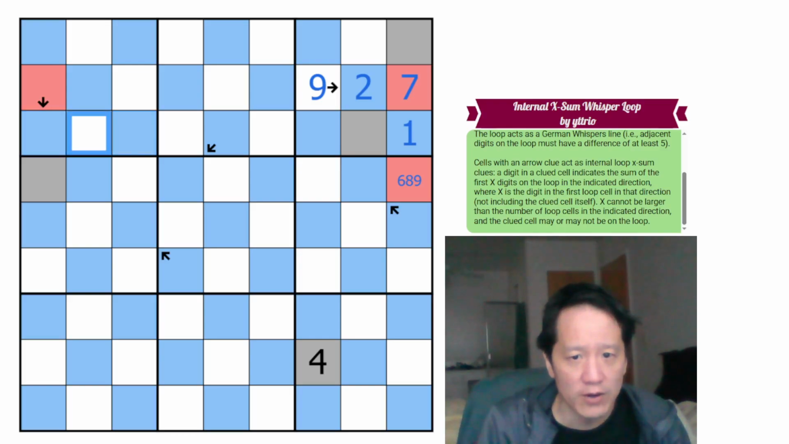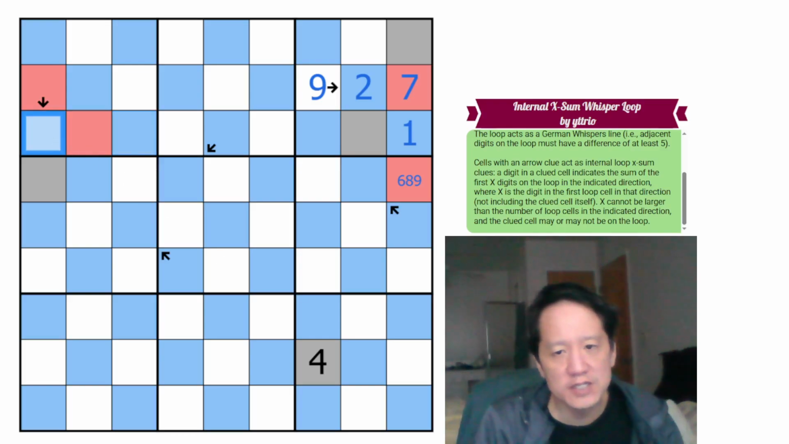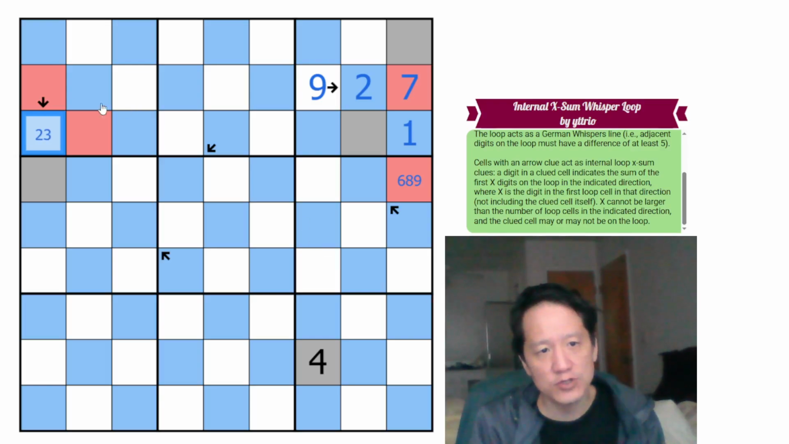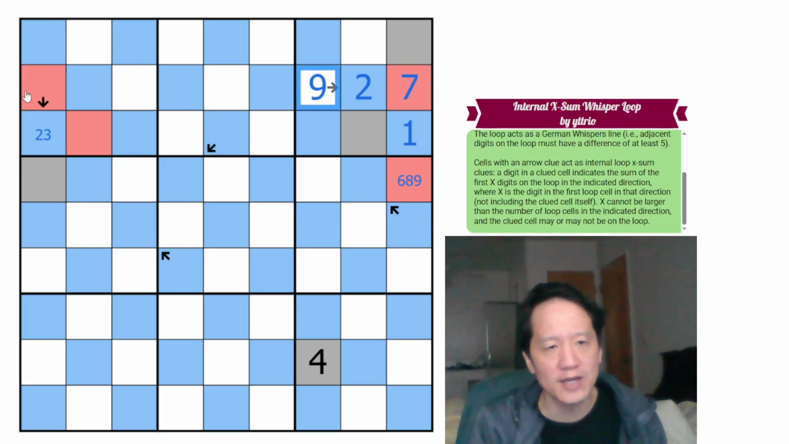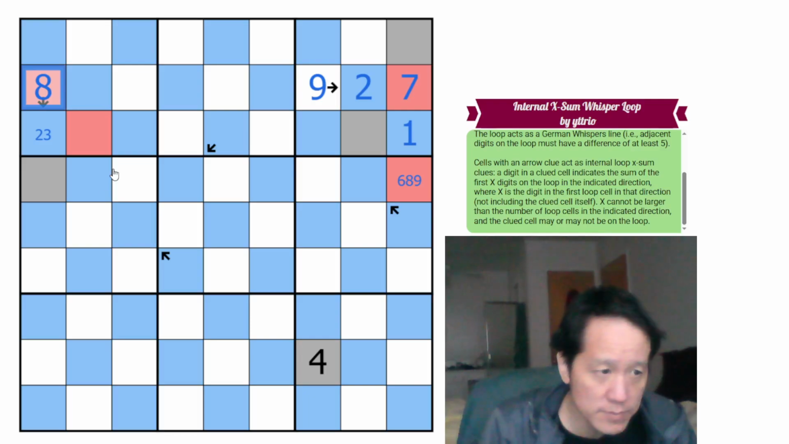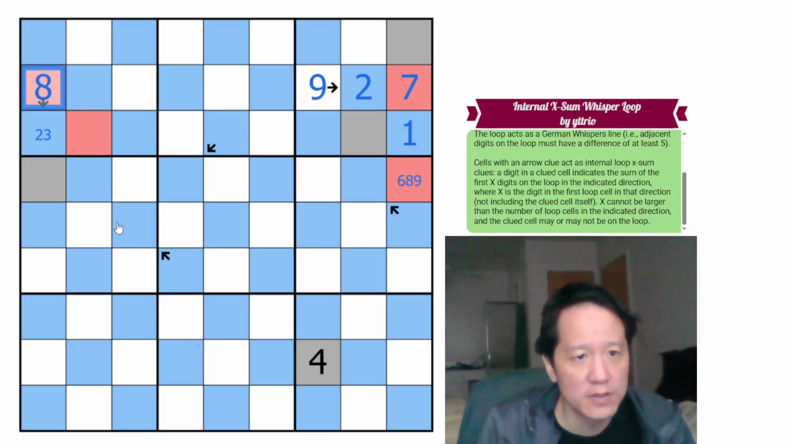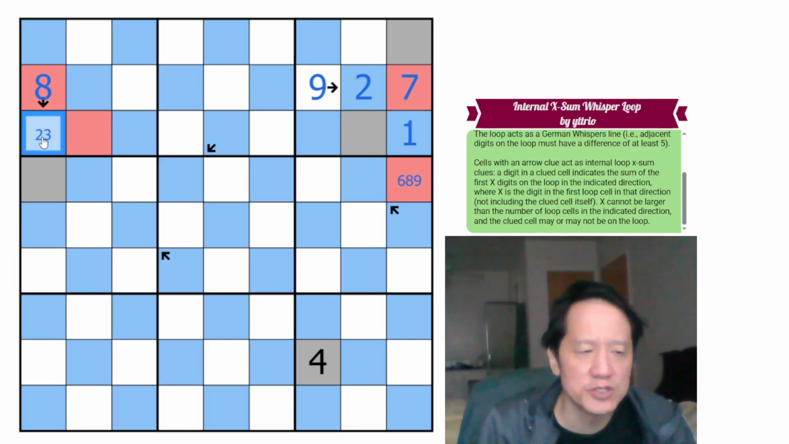So it must go out, which means it goes that way. This then has to be 2 or 3, which makes this 7, 8, or 9. Well, it can't be 7 or 9, so this has to be 8. So I think this almost has to be... Okay, this has to be 2 and 6.